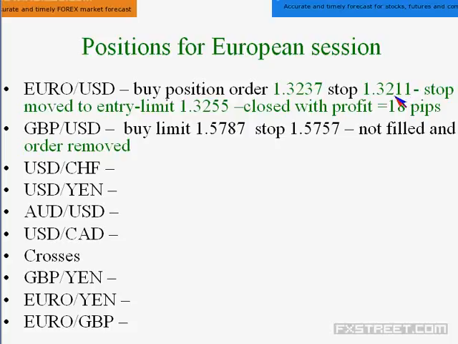to 1.3211, and then immediately when Euro went up, I moved the stop to entry so that I would not take any risk with regard to the position. And 1.3255 was the initial high, and they went up to that and just showed the bid. Afterwards they were not gaining it, so immediately I closed the position with 18 pips profit.